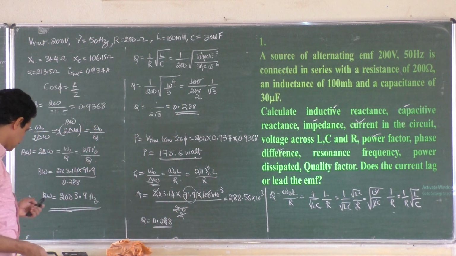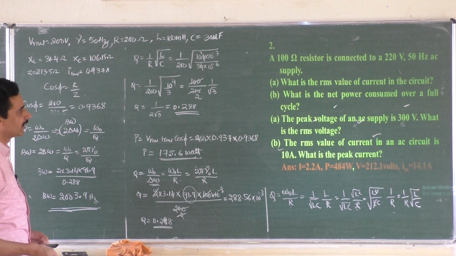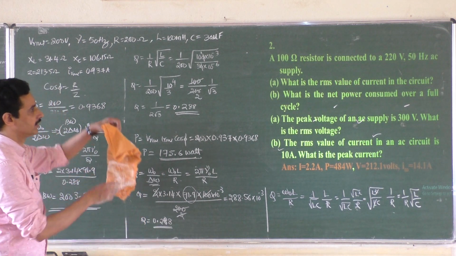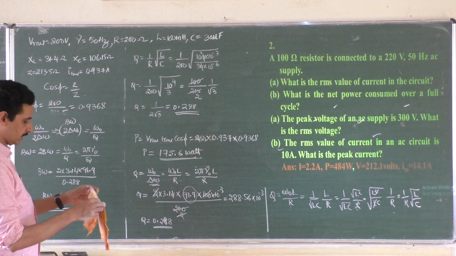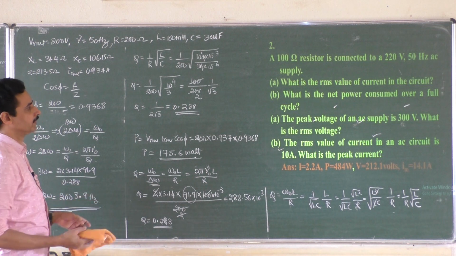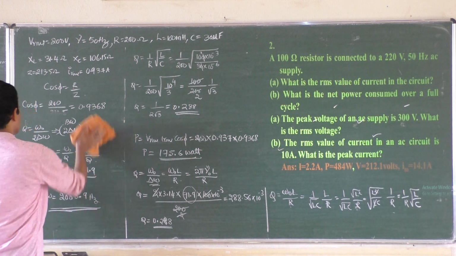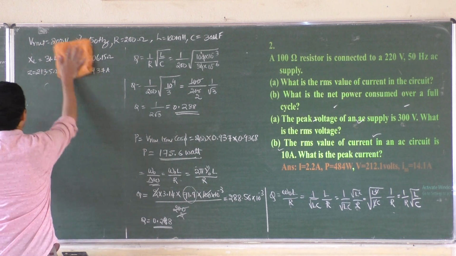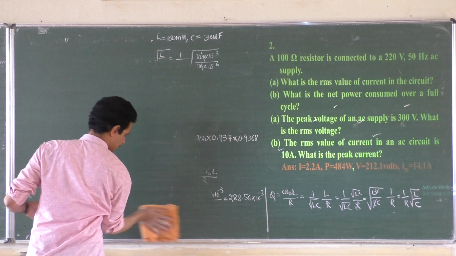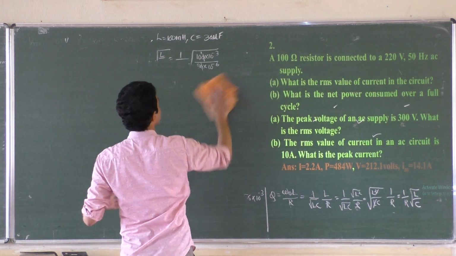Now we will move on to the next problems. Second one: a 100 ohm resistor is connected to a 220 volt, 50 hertz AC supply. Only the resistor is connected. What is the RMS value of current in the circuit? What is that given value, 220 volt? It is also RMS.